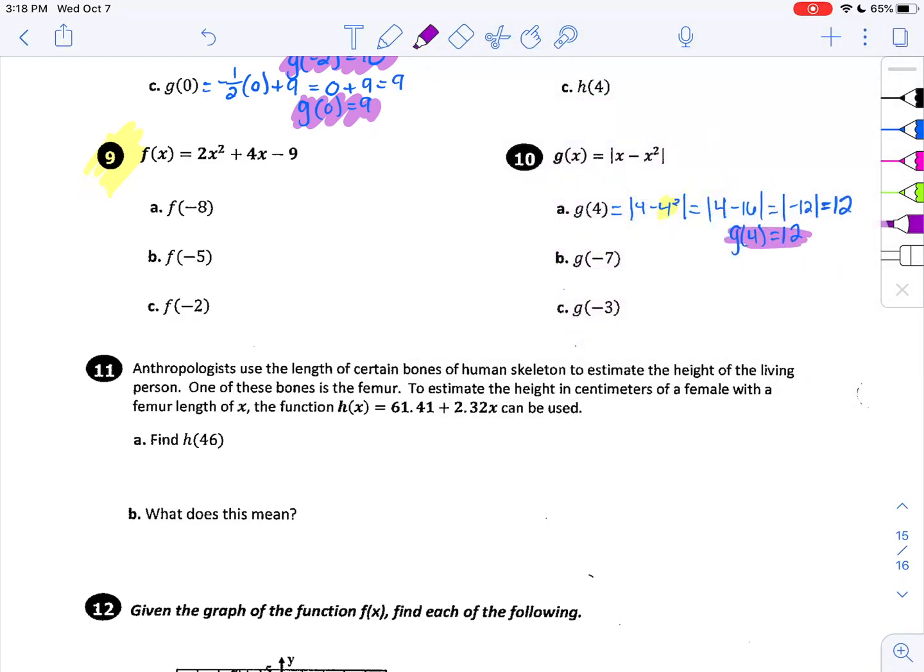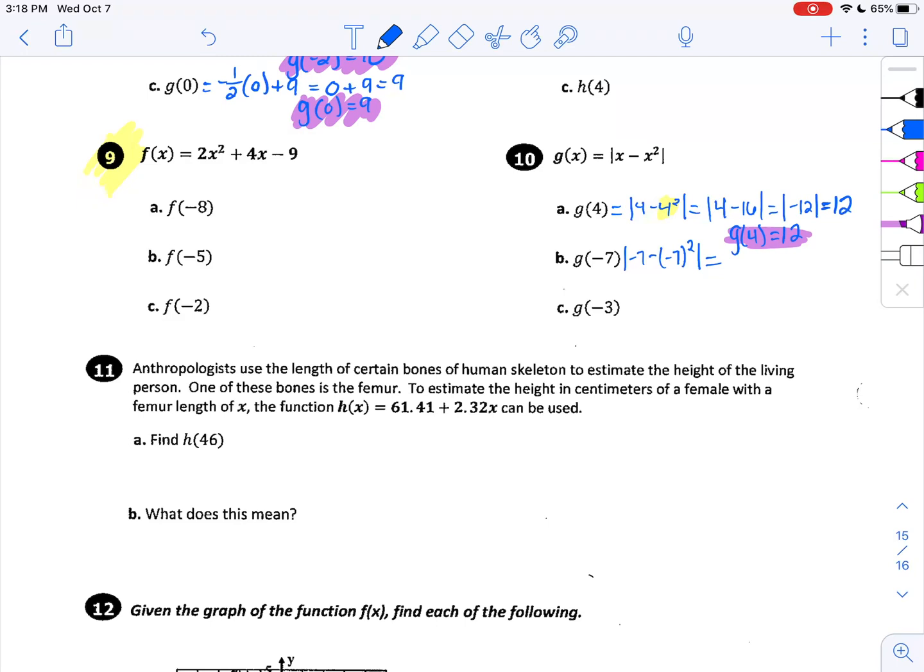To evaluate g of negative 7, we're going to do the same thing. The absolute value of negative 7 minus negative 7 squared. Notice, since the value I'm substituting in is negative, when I substituted it in the second time, I put it in parentheses. This is to make sure that I say negative 7 squared, not just 7 squared and then tacking on my negative. You'll get two completely different answers.